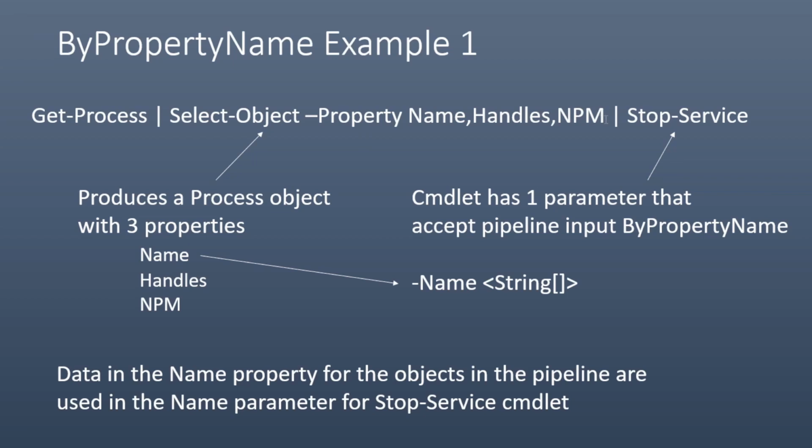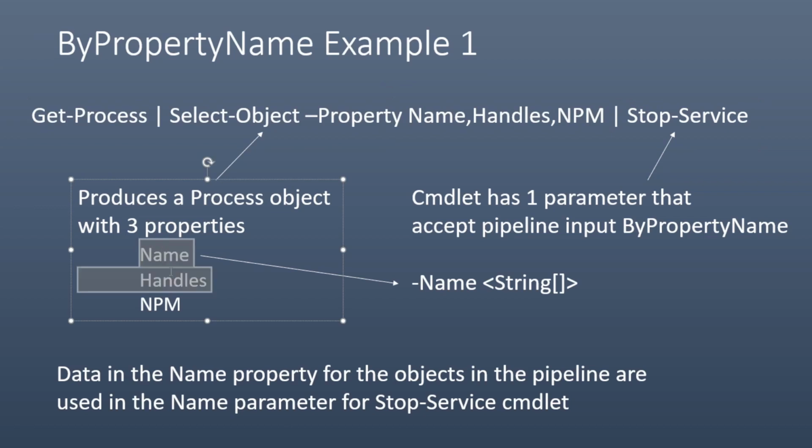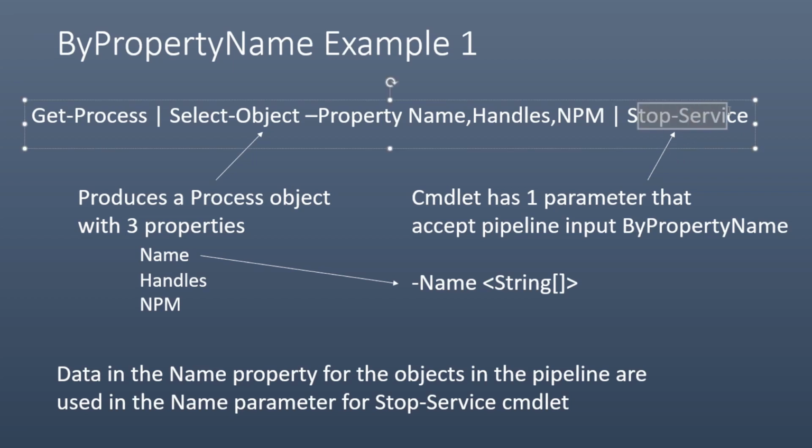At this point, after that's been run, there's an object in the pipeline. It happens to be a process object, but that doesn't matter here. It has three properties on it: name, handles, and NPM. And then we're piping that over to stop service.